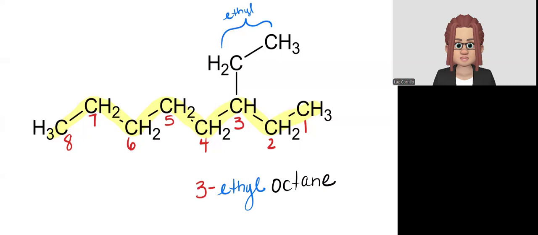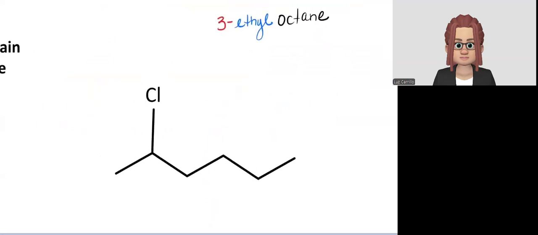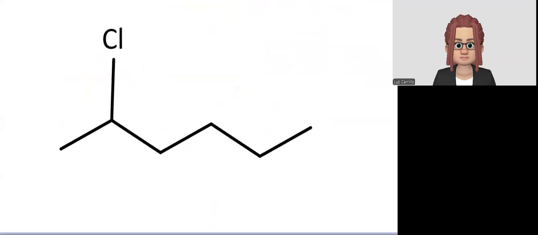Understand that even though here it looks separated just because of how I build the word, this is actually one word. All these words come together. Take a moment and name the following compound.